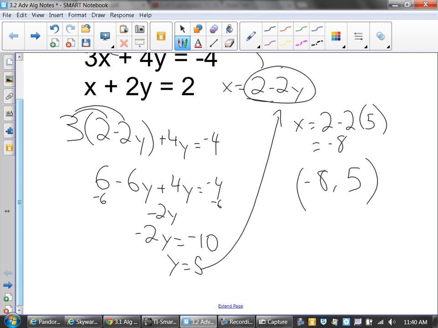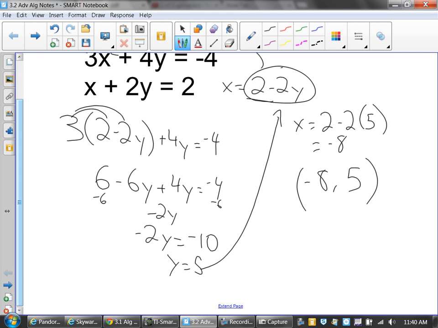Then you could go into a calculator and solve for y, to double check it, and find the intersection there. But what I'm saying here is that when I say on a test or a quiz, solve algebraically, that's what I want to see.